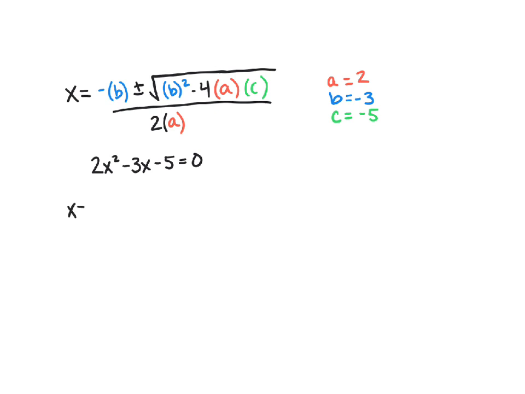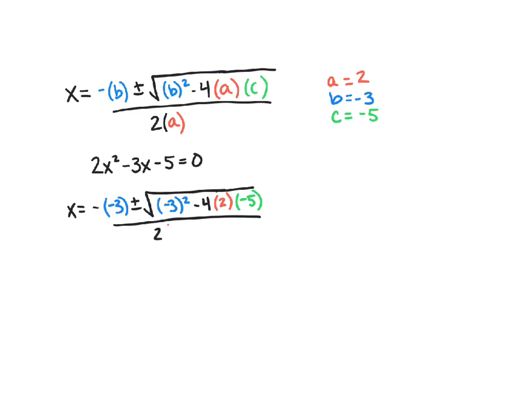So we have x equals negative 3 plus or minus the square root of negative 3 squared minus 4 times 2 times negative 5. See, I'm matching my colors up, making sure that everything in the equation matches the colors that I wrote on top, all over 2 times 2.